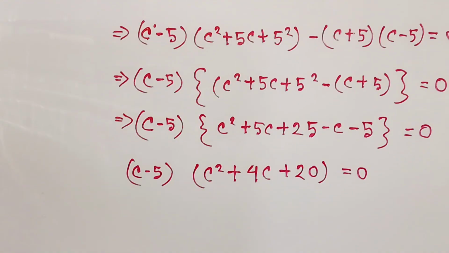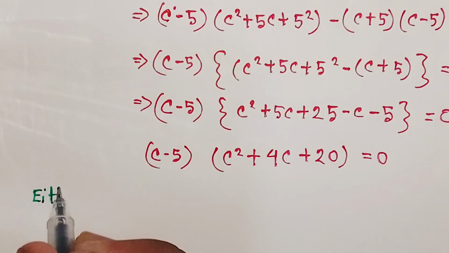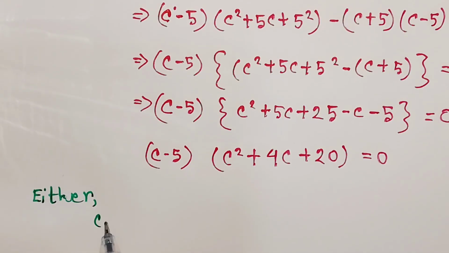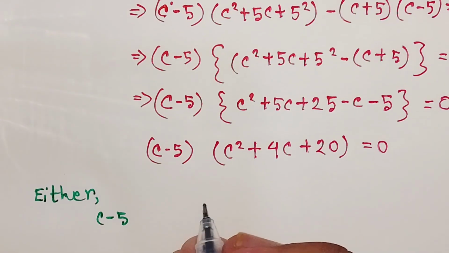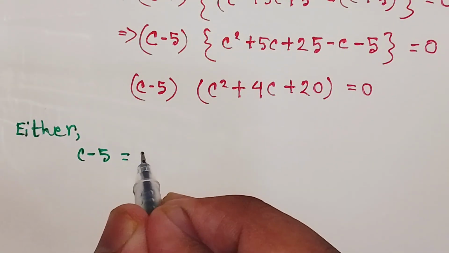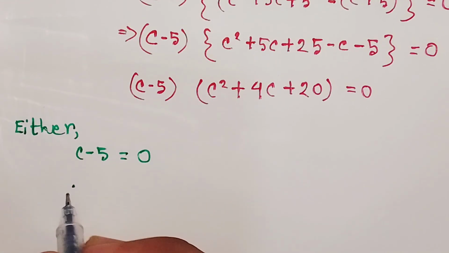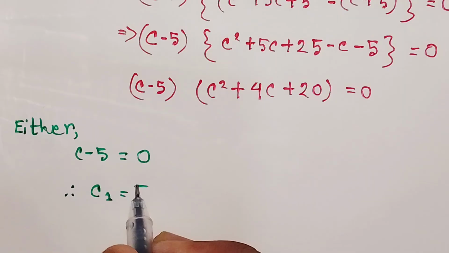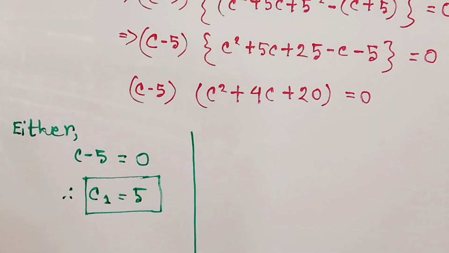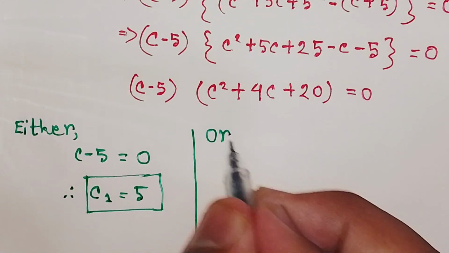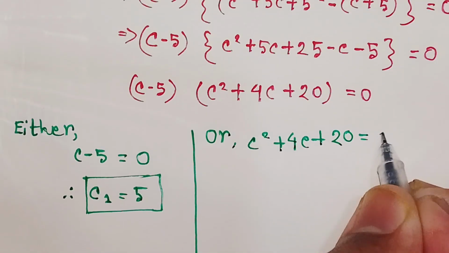So we have to now write either-or type: either c minus 5 equal 0, and then we can get the c1 value is 5, so this is one of the values. After that we can use the other: c square plus 4c plus 20 equal 0.